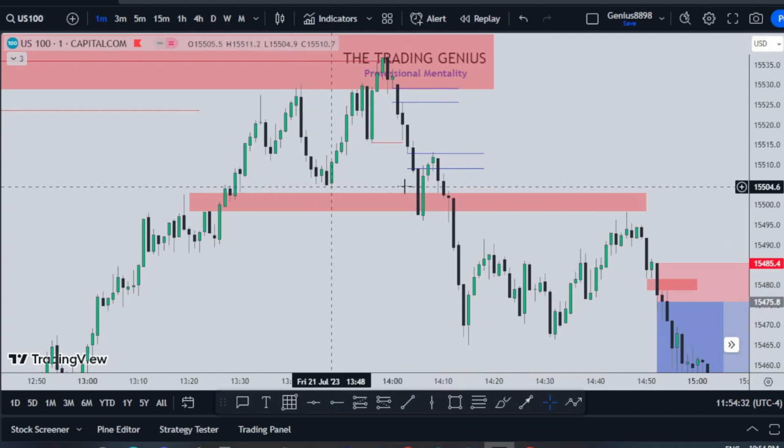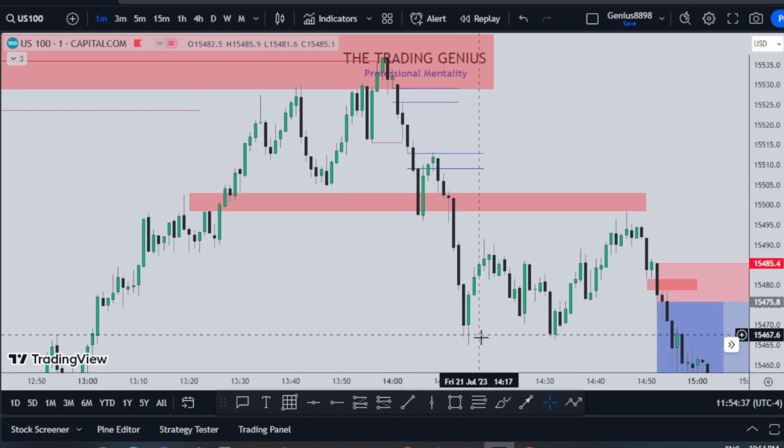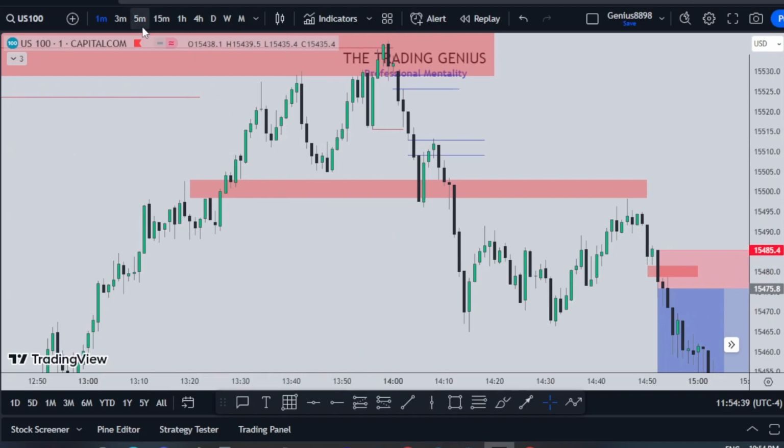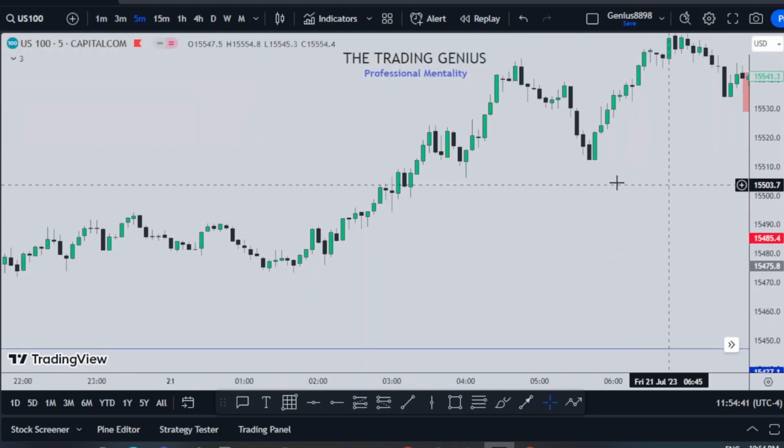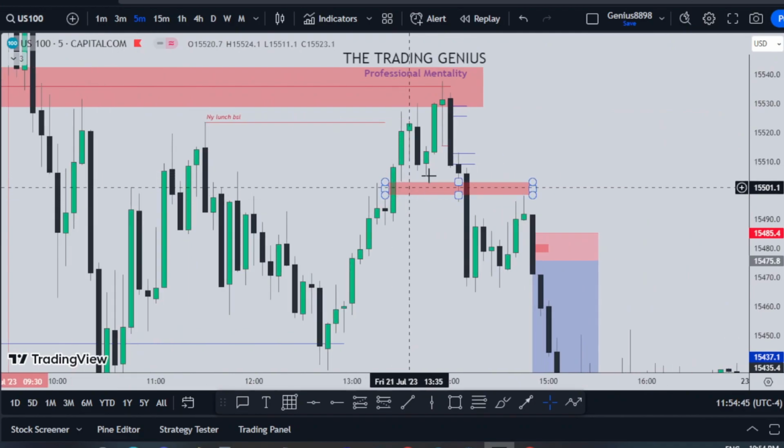Also, we take out this low and it come back. I didn't take this trade either. So we're going down one more time. And this time I go back to the 5 minute. And then I see this one right here. I see this fair value gaps.